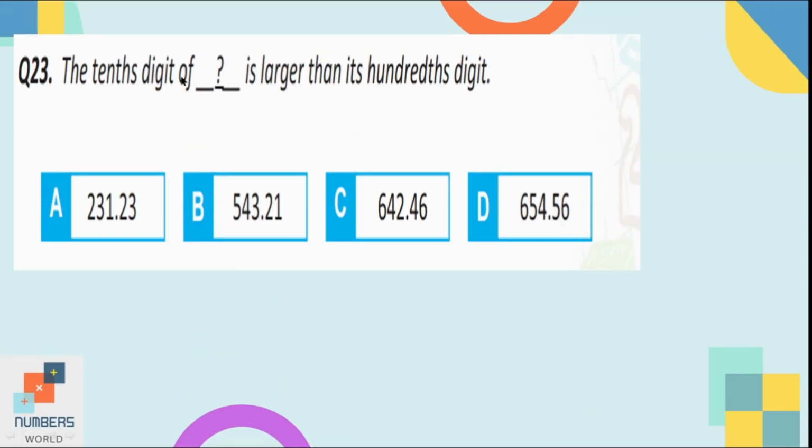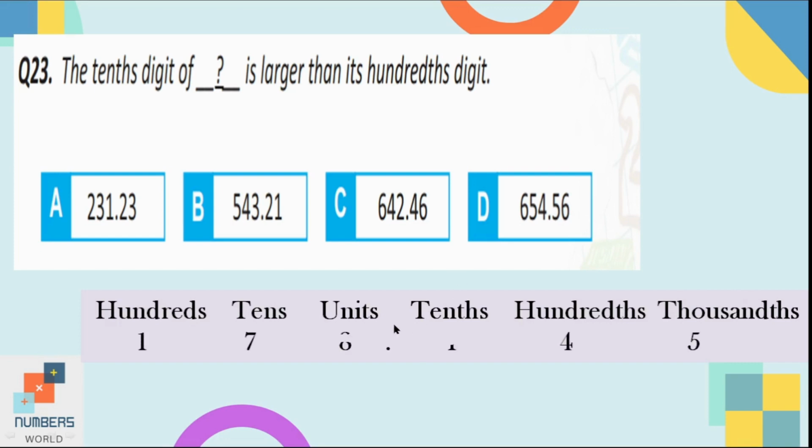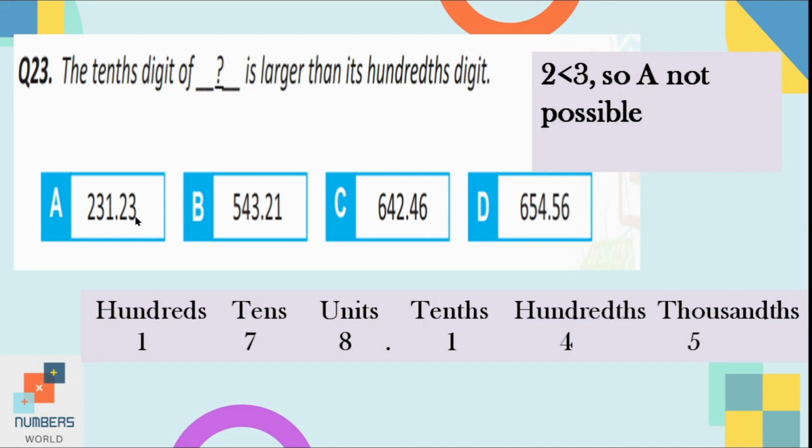Question number 23. The 10th digit of dash is larger than its 100th digit. So let's look at the place value chart first. On the left side of the decimal, we have units place, tens place, hundreds, and so on. Whereas on the right side, we have tenths place, hundredths place, thousandths, and so on. Now we are going to compare the tenths places and the hundredths places of the given options. In option A, the number written at the tenths place is 2 and the number written at the hundredths place is 3. So 2 is less than 3, so option A is not our possible option.